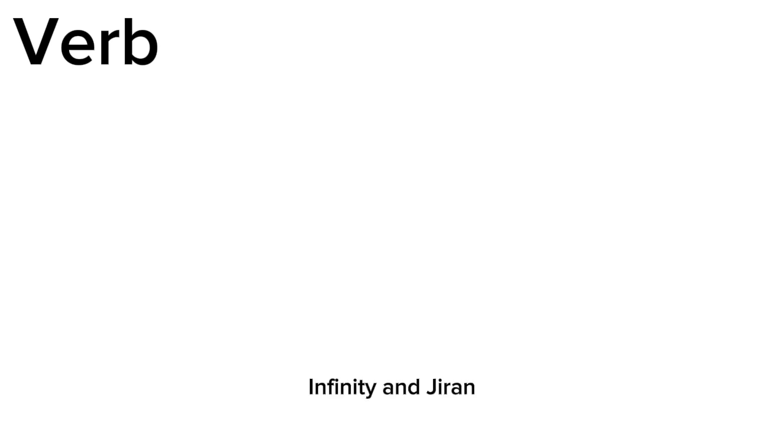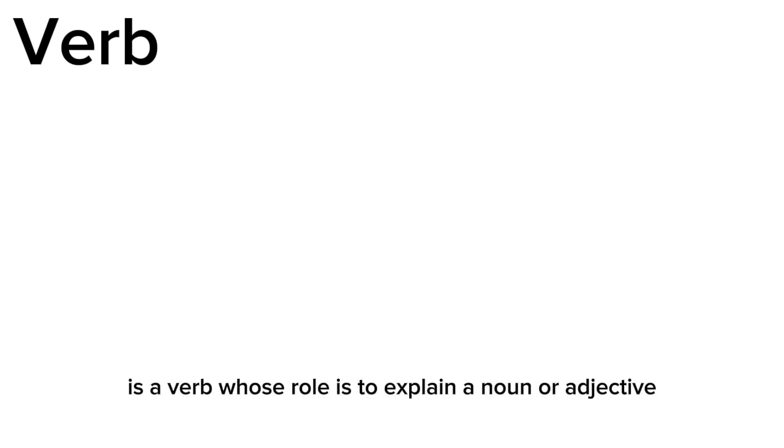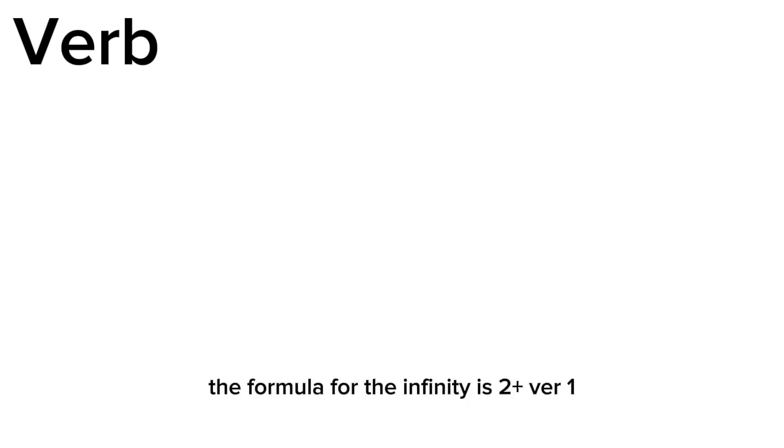Infinitive and gerund. The infinitive is a verb whose role is to explain a noun or adjective. The formula for the infinitive is to plus verb 1. For example, to listen, to read.